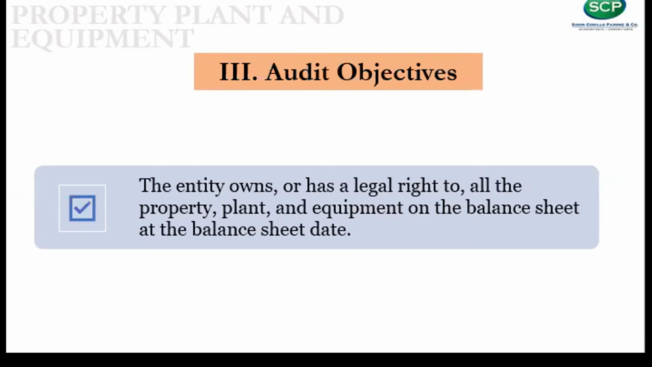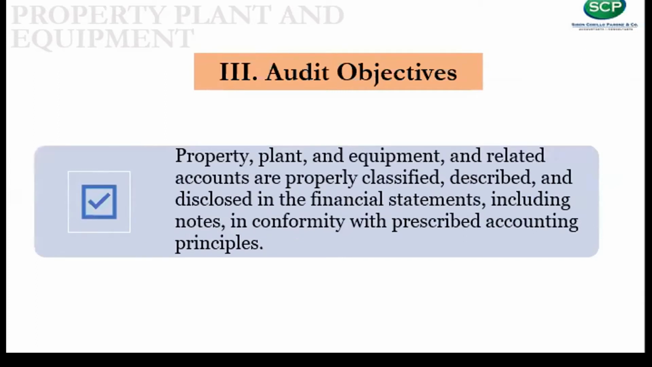Finally, the last audit objective we will discuss is to ascertain that property, plant, and equipment and related accounts are properly classified, described, and disclosed in the financial statements, including notes, in conformity with prescribed accounting principles. Accounting standards require that property, plant, and equipment are properly described and classified on the statement of financial position. The accounting standards also require a lot of information about the fixed assets to be disclosed in the financial statements.